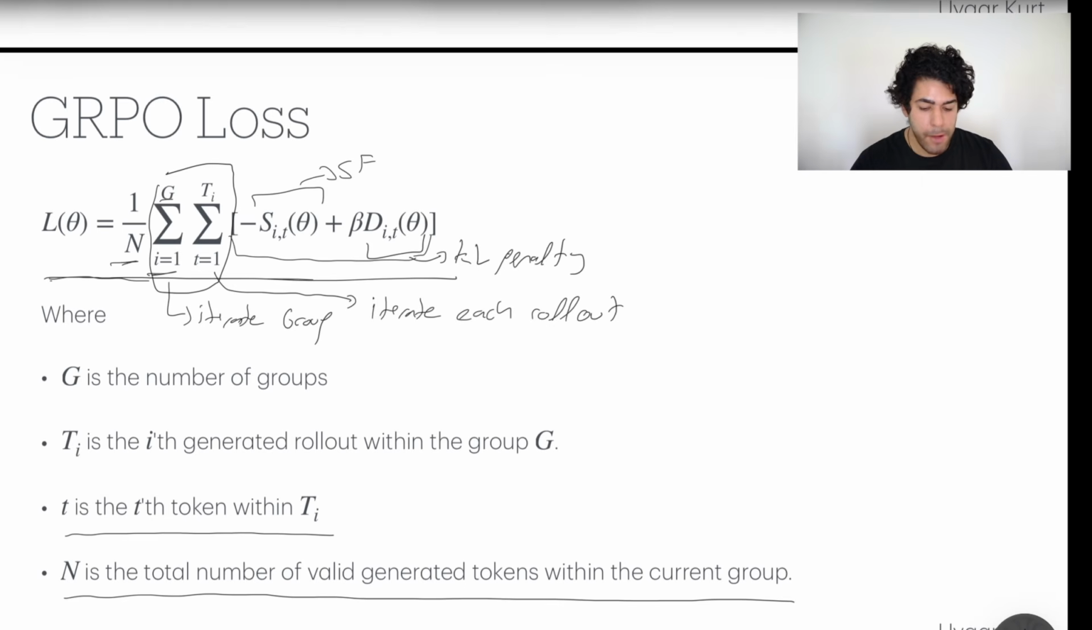You have the surrogate function, you have the KL loss, and this beta is just a hyperparameter to scale the KL loss. You do it for every token, you add them up, and you divide it by the number of tokens in your group. Very simple, very straightforward, and very short as well. And now we have to actually expand it a little bit.